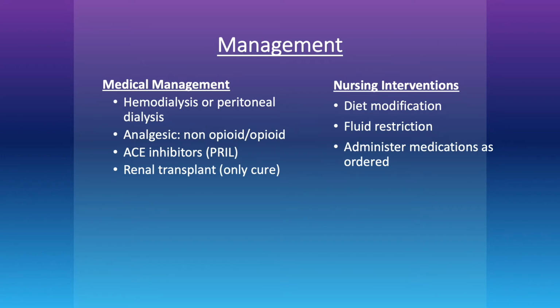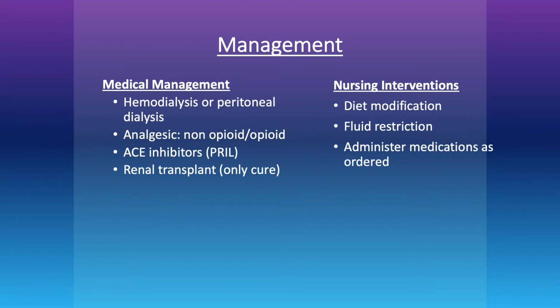Analgesics will be given for the pain present. Non-opioids such as Tylenol and opioids such as morphine are examples. Next is the implementation of antihypertensive medications, and these are going to reduce our blood pressure. ACE inhibitors are examples, and our ACE inhibitors end in pril. Think April. Examples include captopril, lisinopril, ramipril. And lastly, the only cure for PKD is a full renal transplant. And if that's the case, we're going to want to implement those immunosuppressive medications to prevent an immune response, okay?